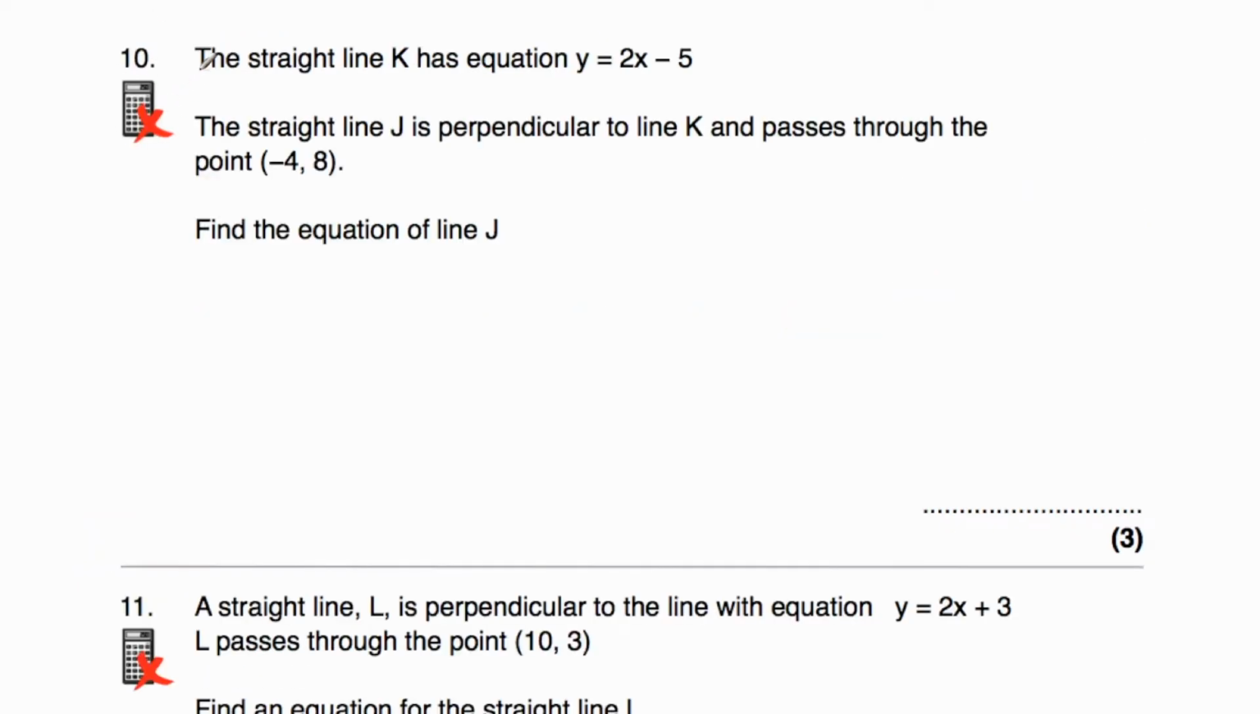Okay, let's have a look at question number 10. So question number 10 says the straight line K has got equation y equals 2x minus 5. And the straight line J is perpendicular to K and passes through the point (-4, 8).